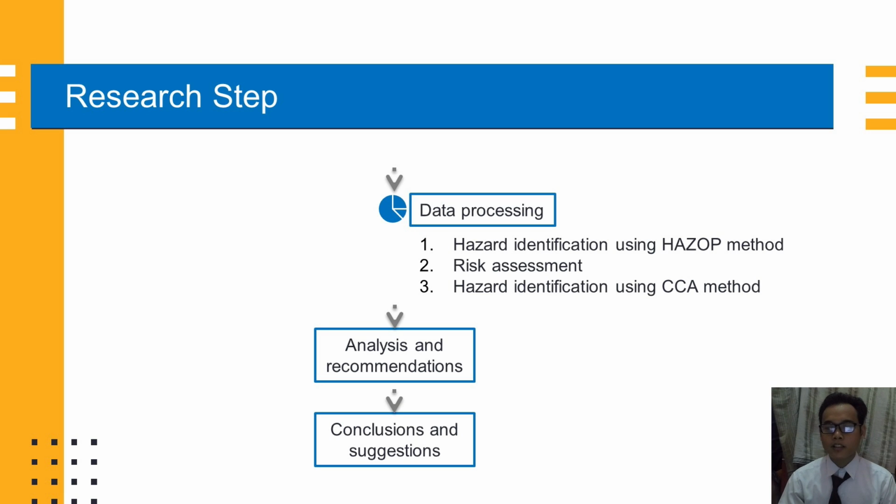After the data is collected, the fourth step is processing the data. Number 1 is hazard identification using the hazard operability method. Number 2 is risk assessment. Number 3 is hazard identification using the cost consequence analysis method. The data that has been processed is then analyzed, and after being analyzed, the appropriate recommendations are determined. The final step is to draw conclusions and suggestions in this study.